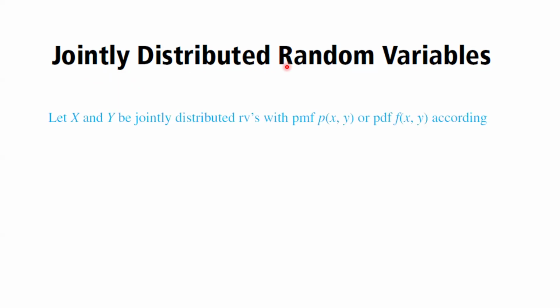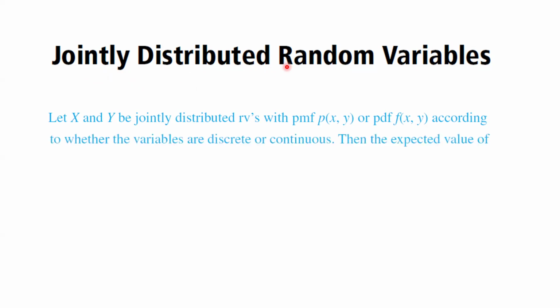In our introduction to joint probability distributions for two variables, we can talk about the expected value for two variables that are jointly distributed.